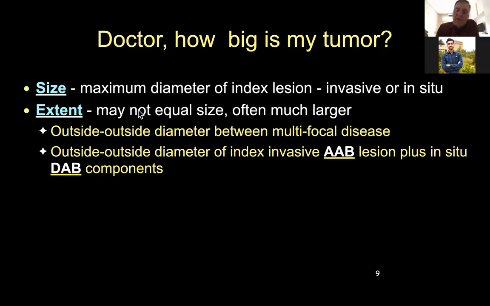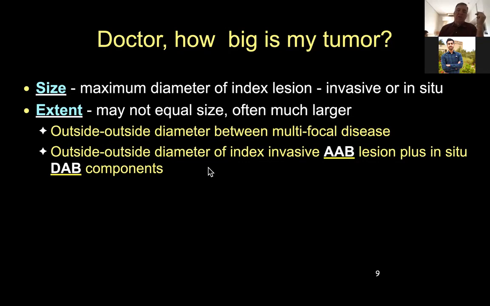And so what I'm going to show you during this talk is many, many, many cases where size is different from extent, and extent is much larger than size. And so rather than using the term size, I think maximum diameter and extent are probably two better terms. So if there's multifocal disease, the extent is going to be the outside to outside diameter between the two farthest apart foci of invasion.